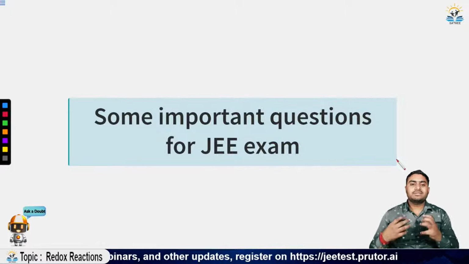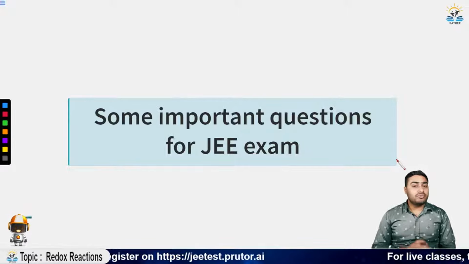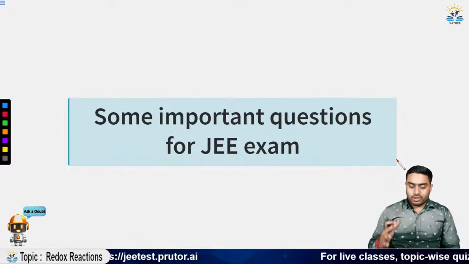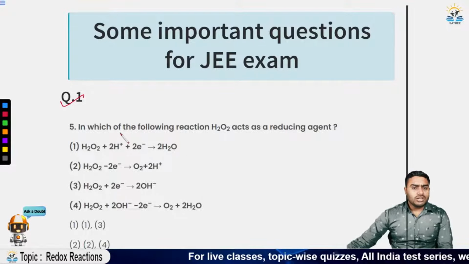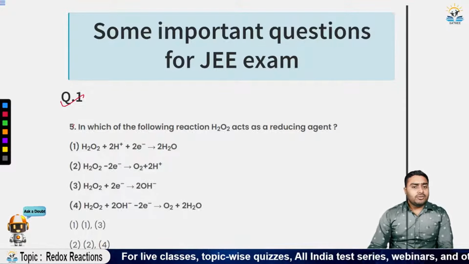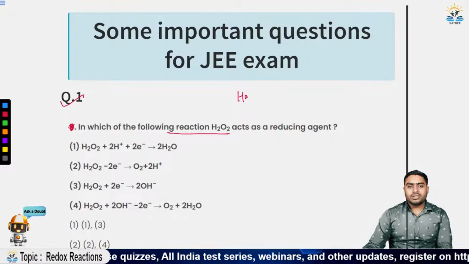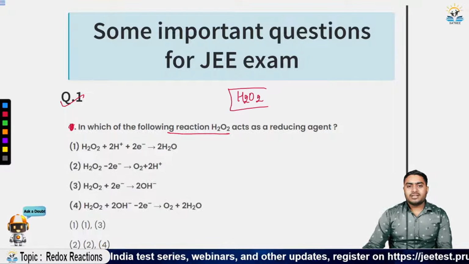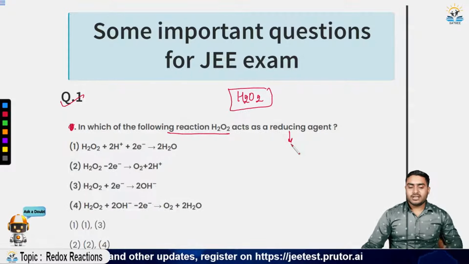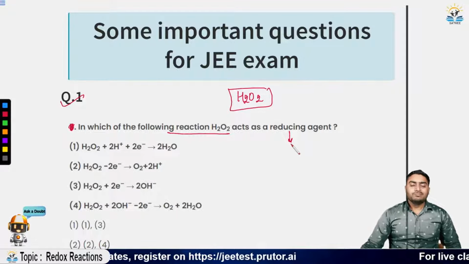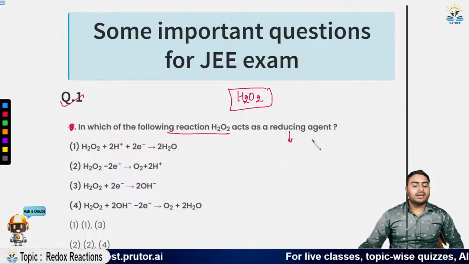So let's move to some important questions for JEE exams. That's going to be very interesting, so focus. Question number 1 is: in which of the following reactions does H2O2, hydrogen peroxide, act as a reducing agent? I already told you some definitions of oxidation and reduction, 4 to 5 definitions. If a species is undergoing oxidation, it can act as a reducing agent.